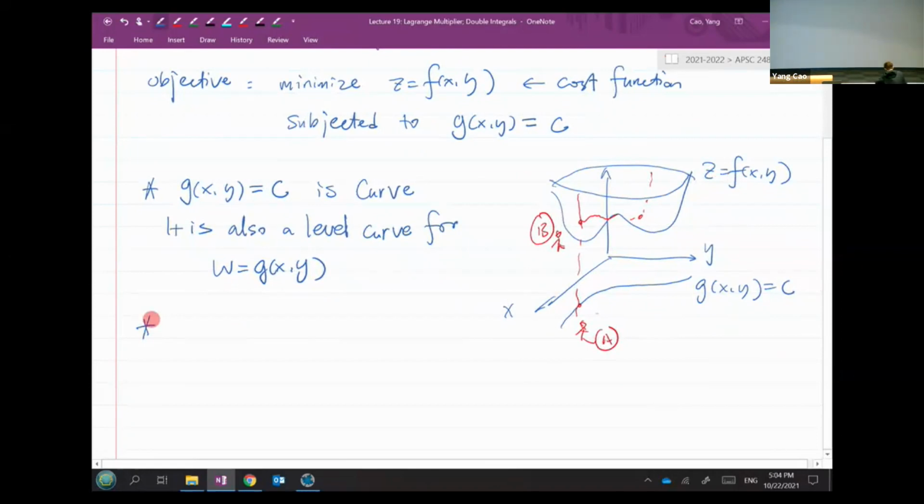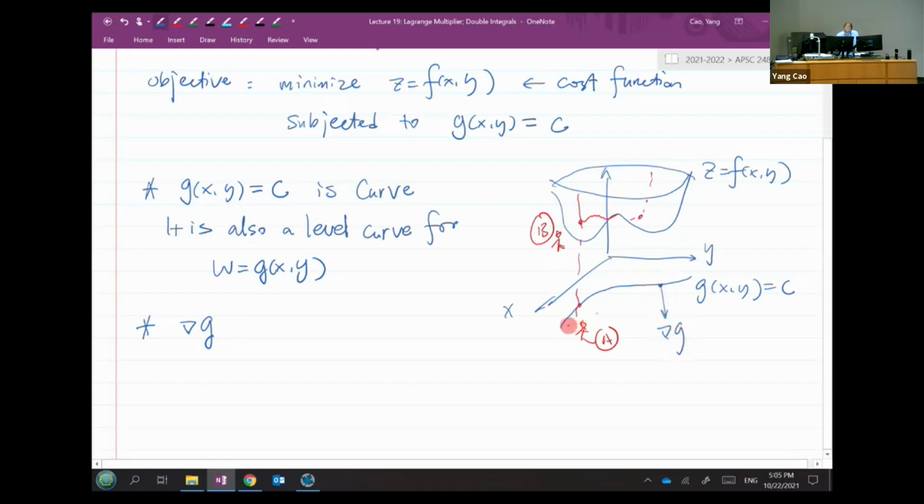Number two, the moment you establish that this is a level curve, or just a curve, you can calculate the gradient, del g. For example, you calculate the gradient at this location. Then del g, I'm just arbitrarily drawing here, may be pointing this way.